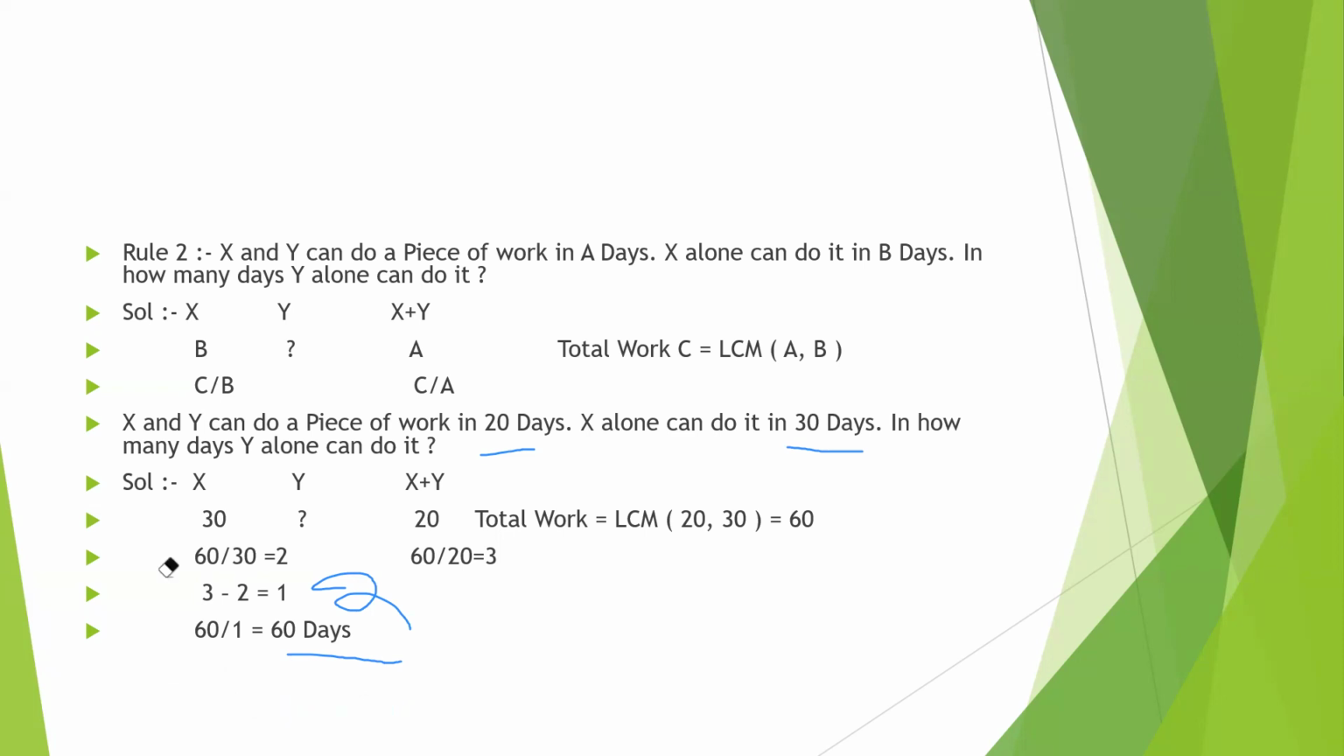This is type 2. In the same way, how can we find it if 3 persons' combined work is given, 2 persons' individual work is given, and we need the third person's individual work? We can see that in the next slide, the next example.